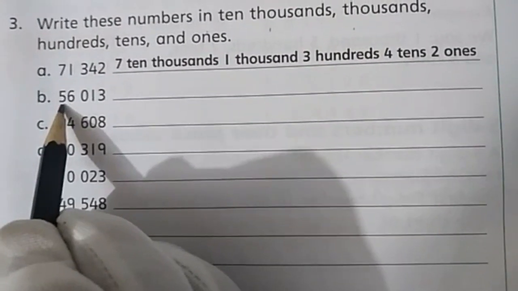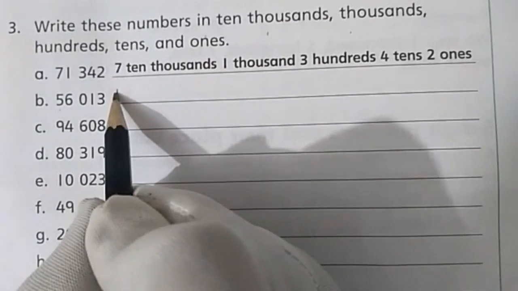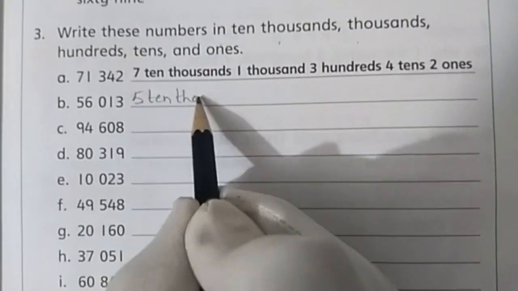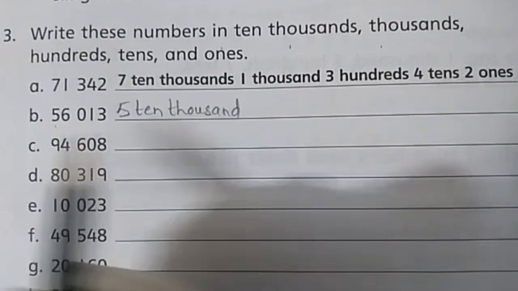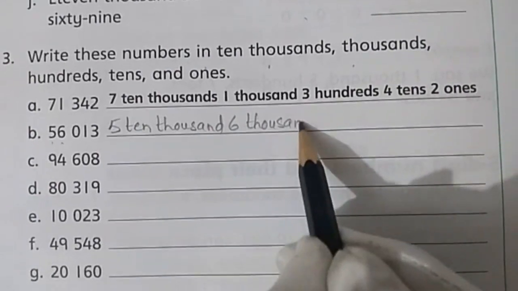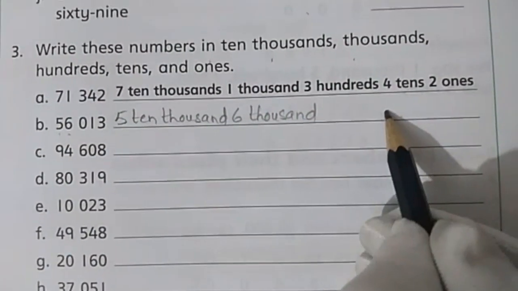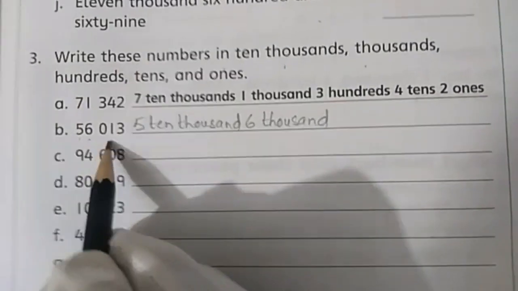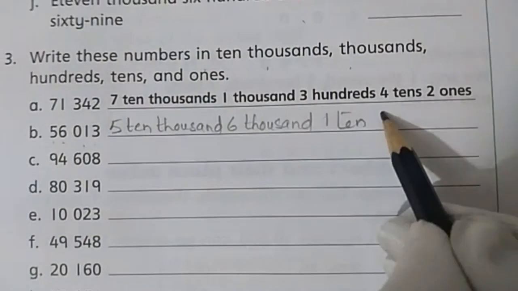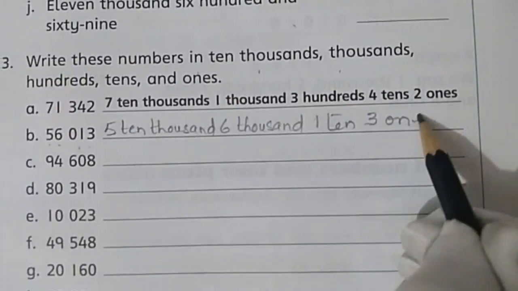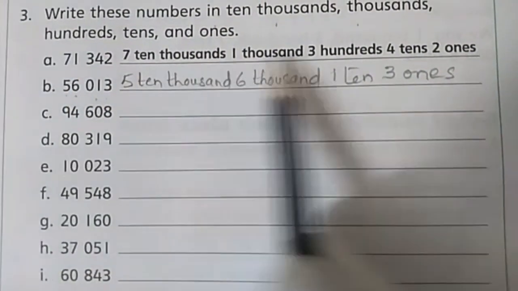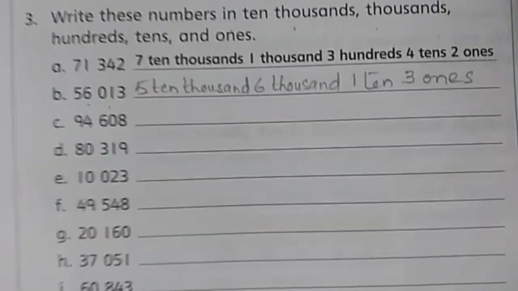How many 10,000s are there? 5 ten thousands. How many thousands? 6,000. How many hundreds? No hundred is there. How many tens? 1 ten. And how many ones? 3 ones. In this way, we complete exercise 3 with the help of these examples.